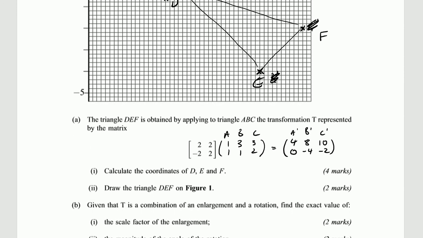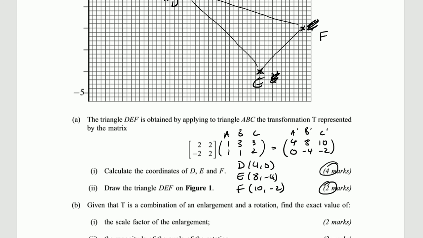So I've calculated the coordinates of D, E, and F. D is the 4, 0. E is the 8, minus 4. And F is the 10, minus 2. And I've drawn that on the diagram.